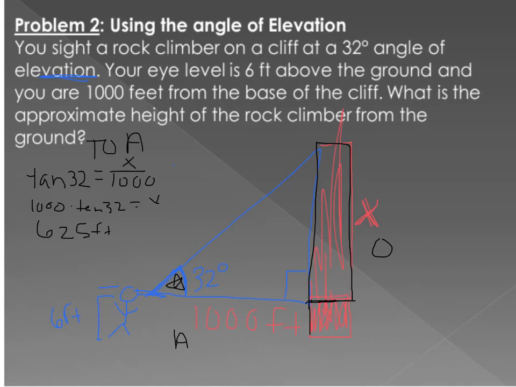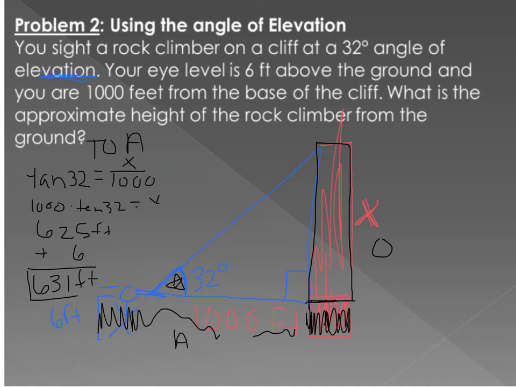So I'm asking for the total cliff, so I still have to add on this part. But if you remember, this part is the same thing as this part. So I have to add on 6 because that's how tall I started from my eyesight. So my total would actually be 631 feet is how high the cliff is, or how high the climber is on top of the cliff.